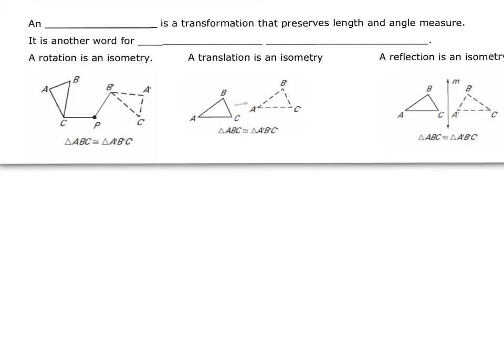Now, we've talked about this before, but an isometry is a transformation that preserves length and angle measures. In other words, an isometry is a congruent transformation.